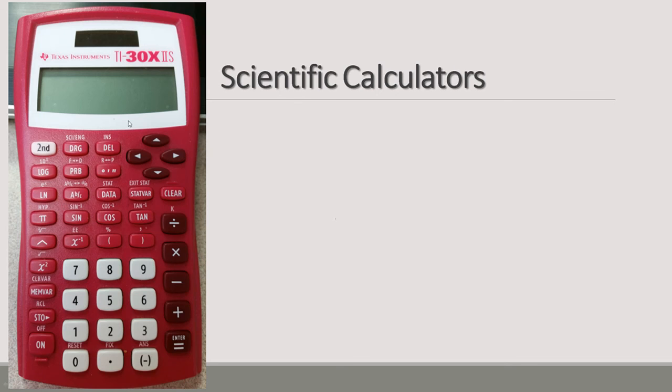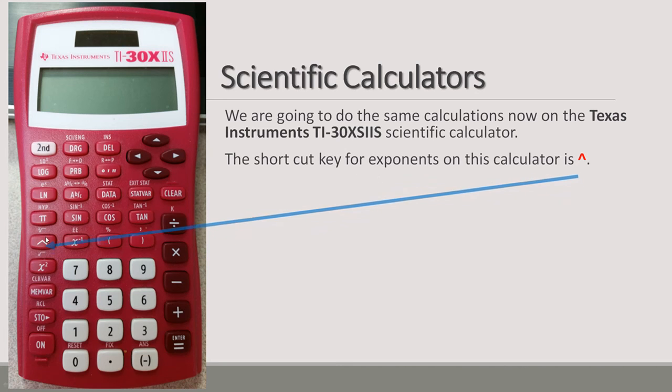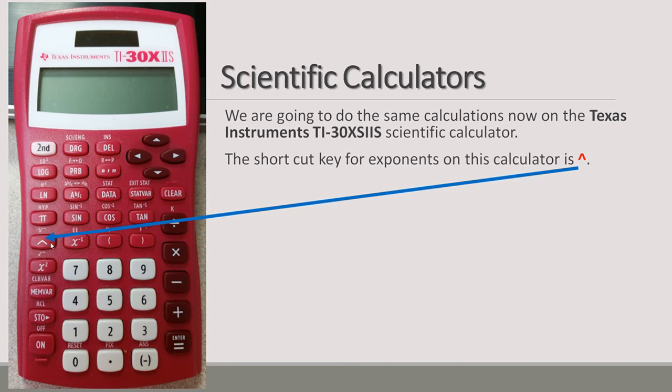All right, now this is my calculator. Yes, I do have a hot pink calculator. Okay, so you found me out here. We're going to do the exact same thing, and the calculations are going to be on the TI-36X S2S. I'm pretty sure that's what it is. I wanted a pink calculator. The shortcut key for exponents is the caret. On my calculator, this is my exponent button, and it happens to be right above x squared. We're going to do the exact same problem, 7 to the 4th.